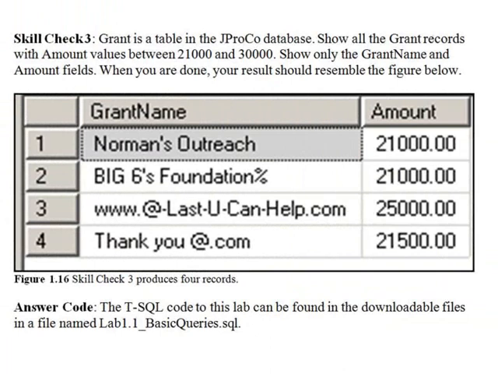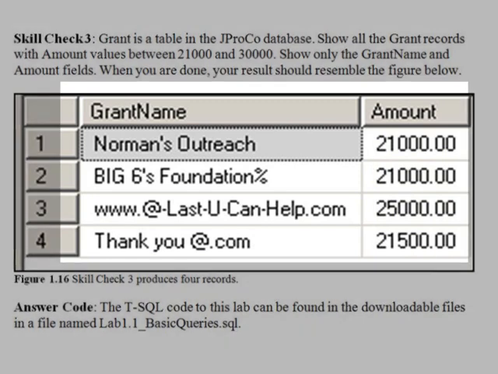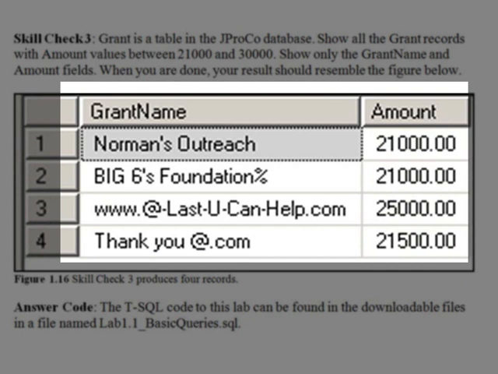Skill check 3. Grant is a table in the JProCode database. Show all the grant records with amount values between $21,000 and $30,000. Show only the grant name and amount fields. When you're done, your screen should resemble the figure you see here.